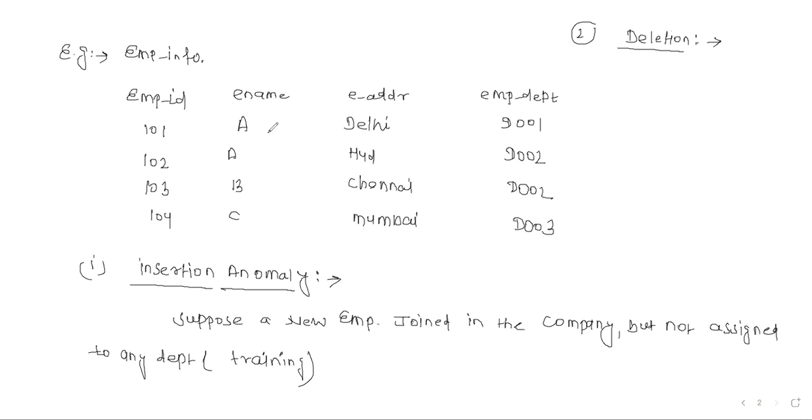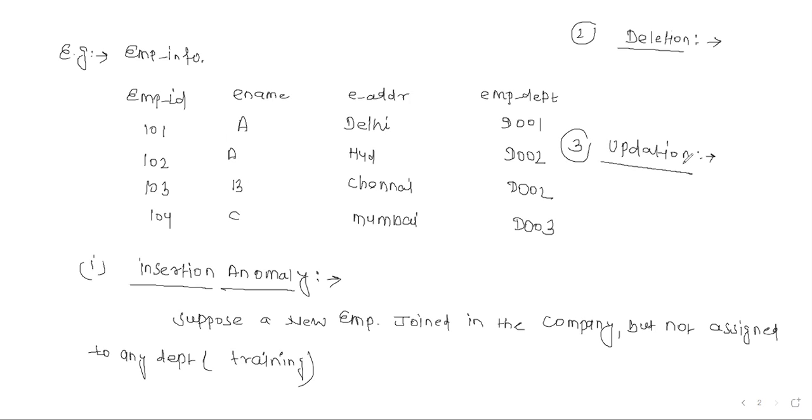If you are not looking at the particular parameter at the time of deletion of the record, then the entire records related to that particular employee name will be deleted. So that is the second problem, called deletion anomaly. And the third one is called updation anomaly. With the same example, we can explain updation anomaly.